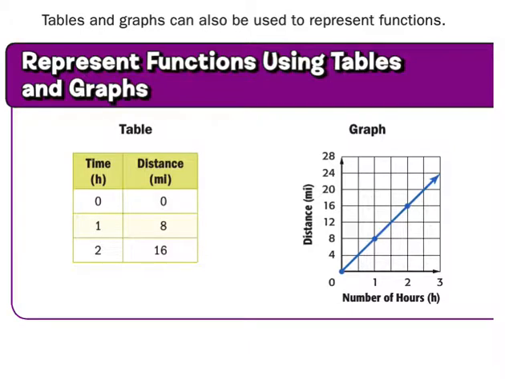This next page, tables and graphs can also be used to represent functions. The table on the left, where it compares our time to our distance, our 0, 0 is at our origin. Our 1, 8 says we go across 1 and we're going to go up 8. The time for 2 is equal to the distance of 16. One thing to notice too is that the intervals are not equal on each axis. The x goes up by 1/2 hours at a time, and each interval on the y-axis for our distance will go up by 4 miles at a time.